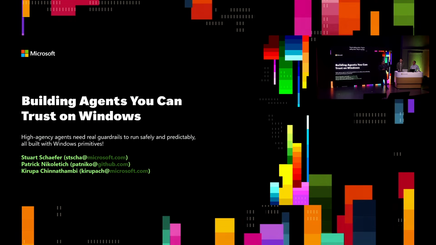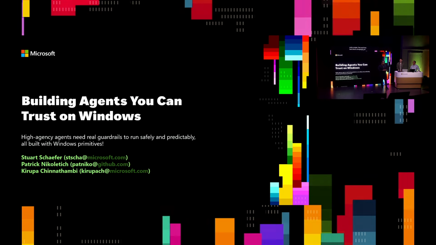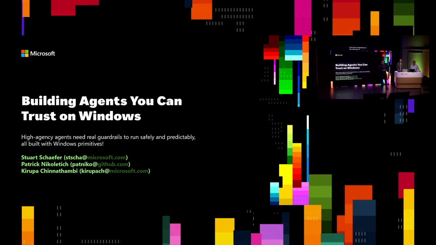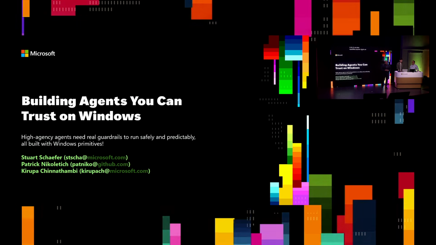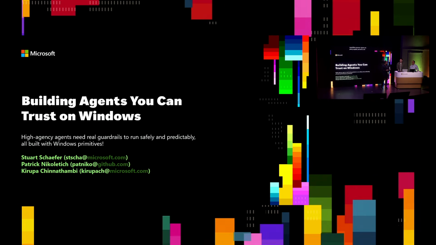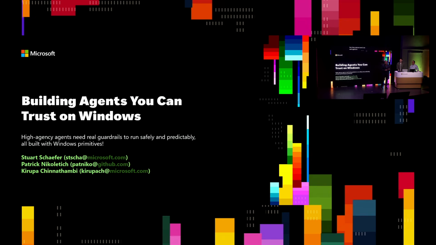So the problem is this. It's not about capabilities anymore. Agents are plenty capable, and we're a lot more productive as a result of that. No, what we want is we want agents to run safely and predictably. And in this session, we're going to learn all about the capabilities Windows is providing to help your agents do just that.